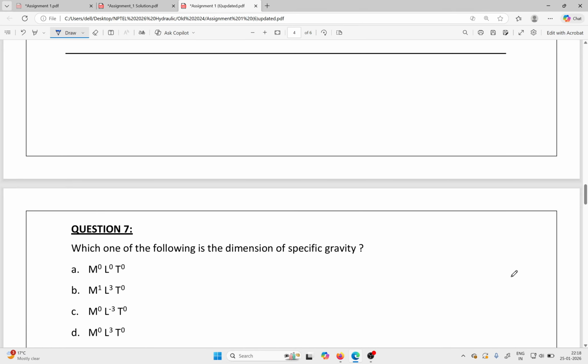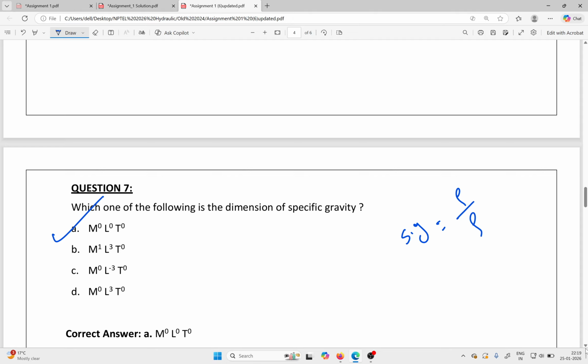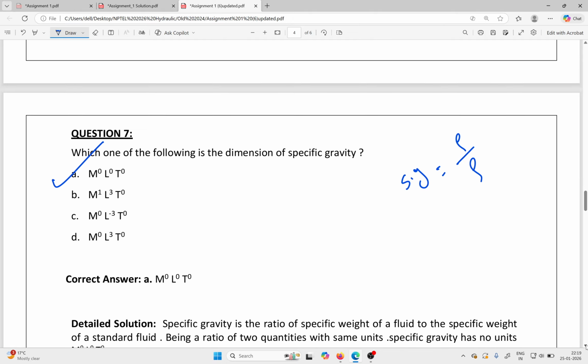The unit of specific gravity. Which one of the following is the dimension of a specific gravity? You know, specific gravity is what? The density by density. So the unit will be cancelled out. So option A will be the correct for question number 7. This is the dimensionless parameter.